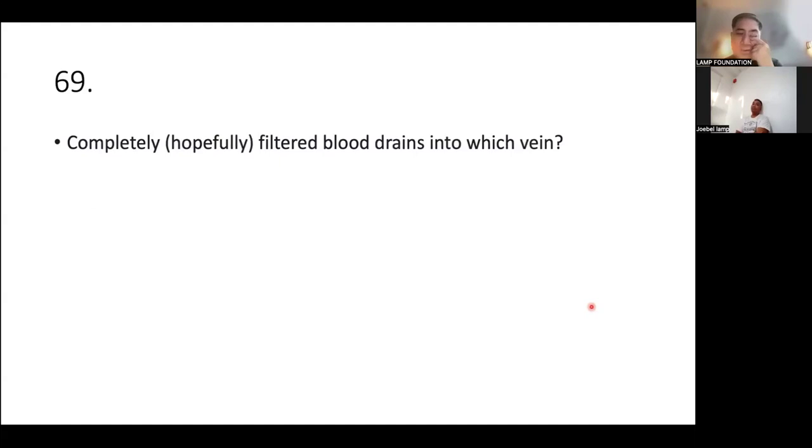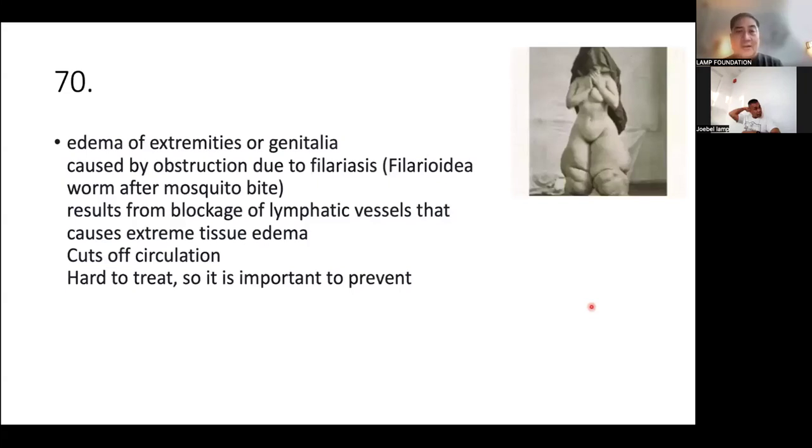Okay, completely or hopefully filtered blood drains into which vein? Kasi magre-return na sila sa cardiovascular, di ba? So, where does it drain into? The superior vena cava. Okay.